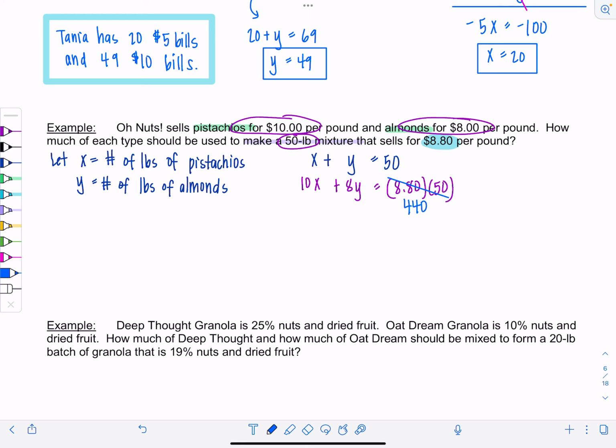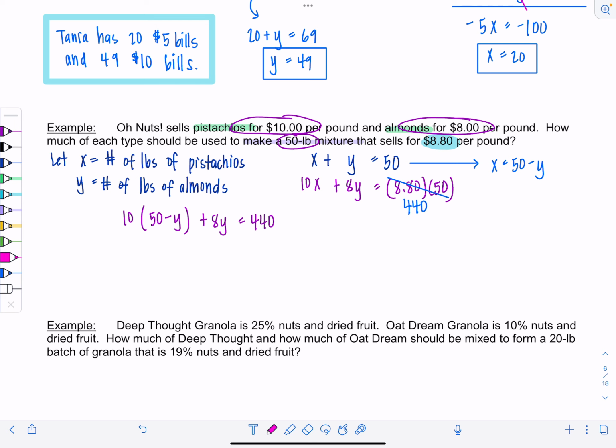And then now it's up to you. Do you want to solve with elimination or substitution? Because we did elimination last time, let's do substitution this time. So let's solve for x, maybe in the first equation. So x equals 50 minus y, and then I'll substitute that into the next equation. So we have 10 times 50 minus y plus 8y equals 440.